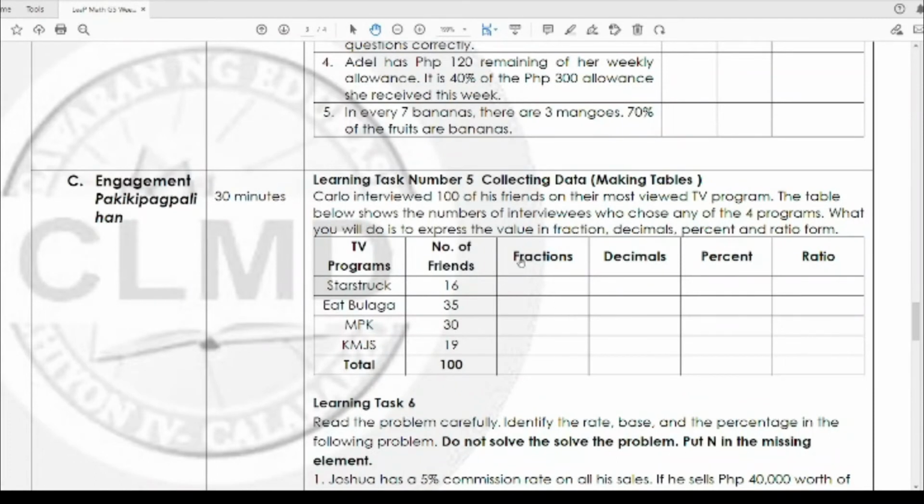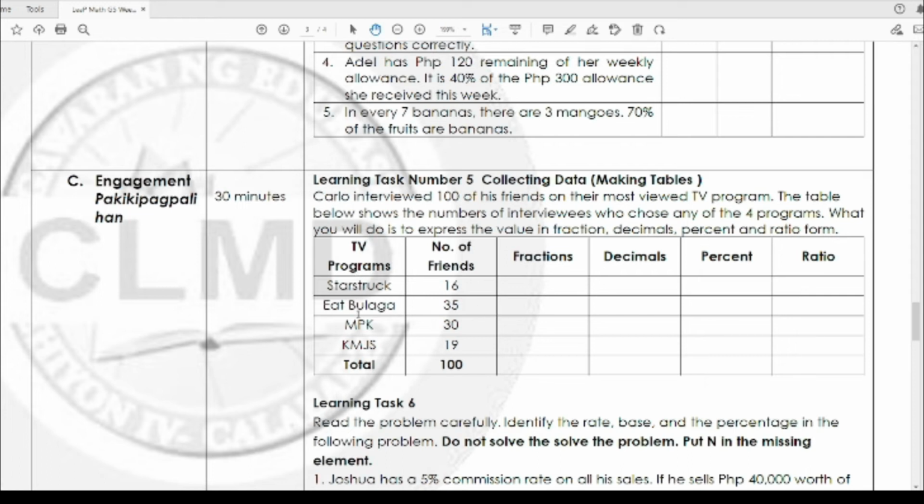Learning task number 5. Collecting data. Making tables. Okay, let us see what you are going to do here. Carlo interviewed 100 of his friends on their most viewed TV program. The table below shows the number of interviewees who chose any of the 4 programs. What you will do is to express the value in fraction, decimals, percent, and ratio form.